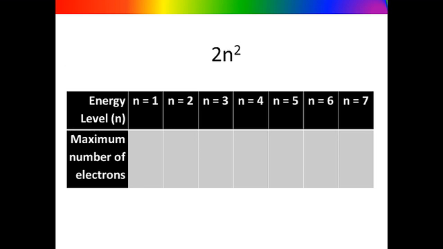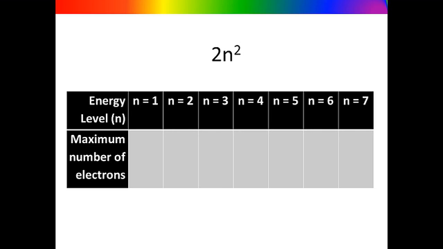The maximum number of electrons in any energy level can be found using the following formula. The number of electrons equals 2n squared. You will need to memorize this formula.